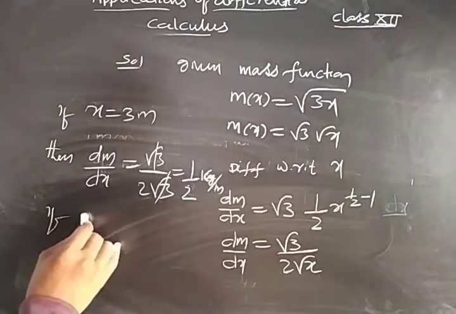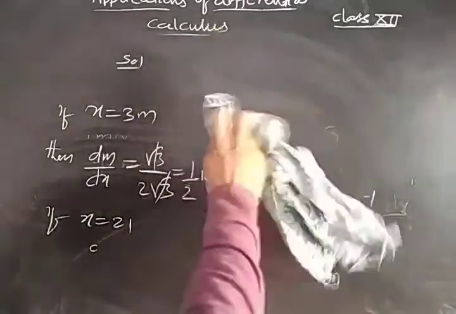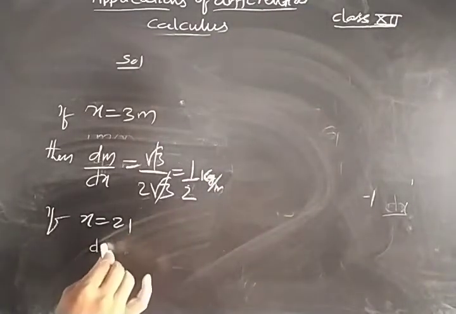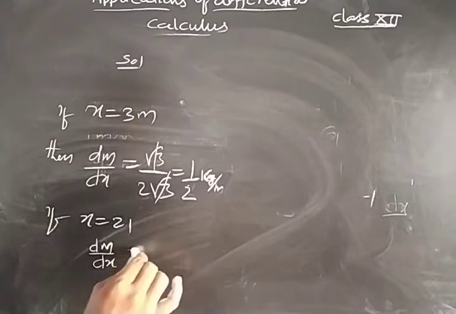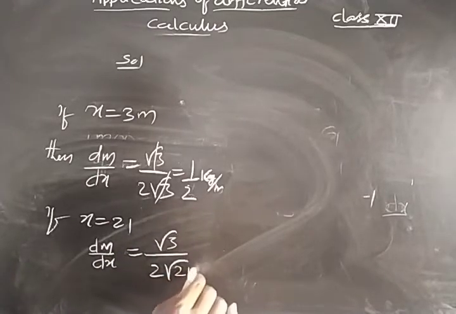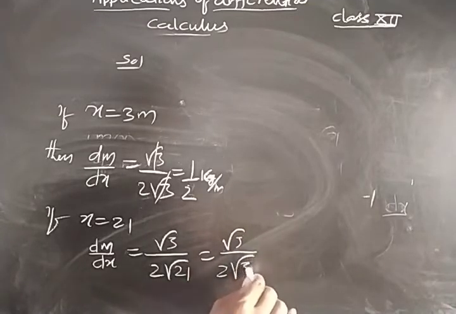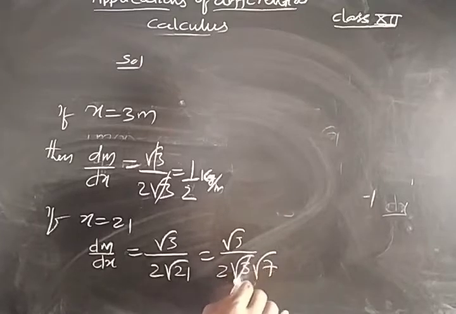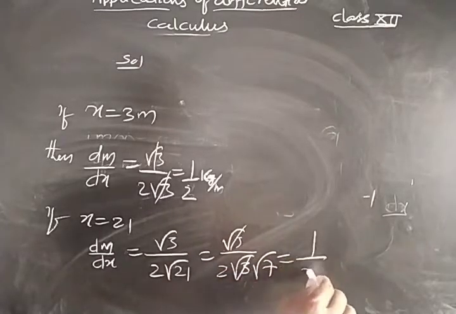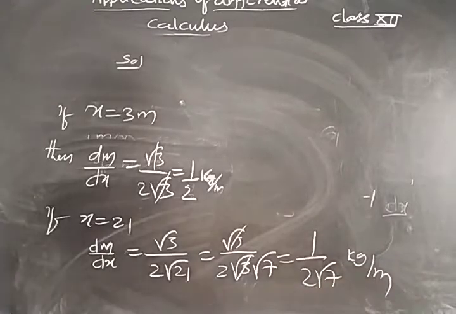Now if x is 21, then dm by dx is equal to root 3 by 2 into root 21. Root 21 we can write as root 3 into root 7. Root 3 cancels, and this is 1 by 2 root 7 kilogram per meter. It is the rate of change in mass with respect to the length.